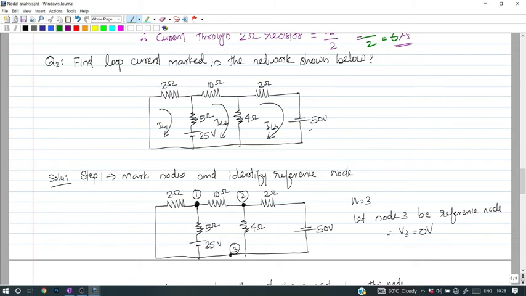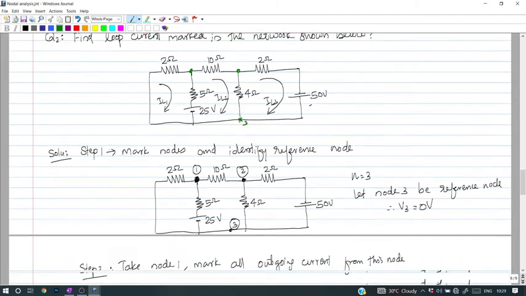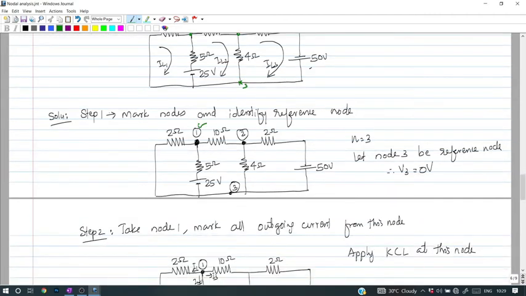So what is step 1? Mark nodes and identify the reference node. How many nodes are there? The meeting point of more than 2 elements. So this is node 1, this is node 2. Since all these points' potentials are the same, we can take this as node 3. So this is node 3 that is mentioned over here. So this is your first node, second node and third node.